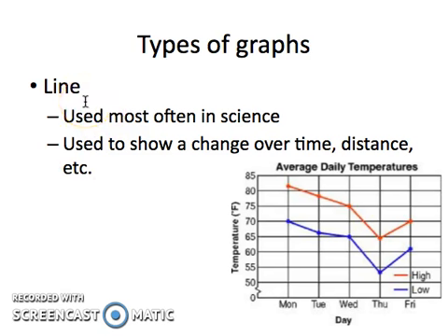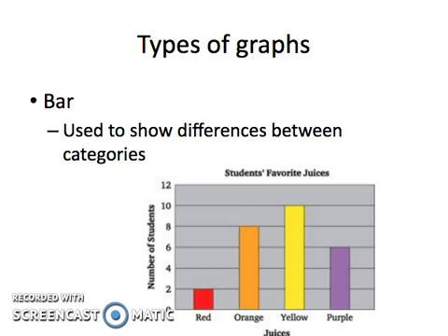Generally, you will use a lot of line graphs in science. They are used to show a change over time or distance, could be over days, weeks, minutes, seconds, whatever it is, but any change over time. Bar graphs are used to show differences between categories.